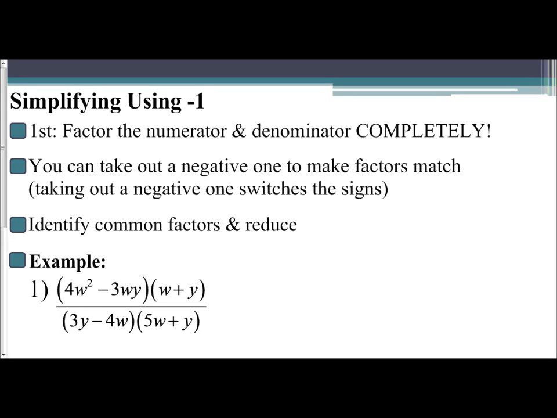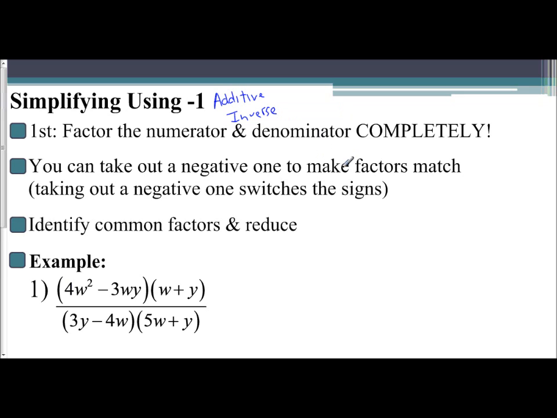In this video, we're going to examine how to simplify rational expressions by using -1. And what that means is we are going to be applying our concept of the additive inverse. We looked at this in a previous video very briefly. Now we're just going to go in depth in this process.